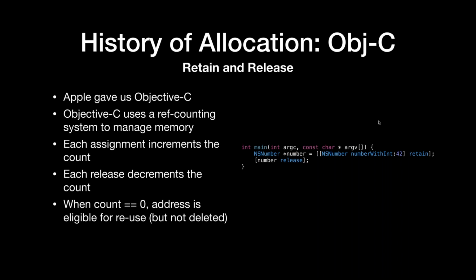So when you first assign the number here, we call retain. That's going to increment the ref count to 1. Then when we call release, that's going to decrement the ref count back to 0. When the count gets to 0, that address is then eligible for reuse by the system, but it's important to know that it is not immediately deleted.